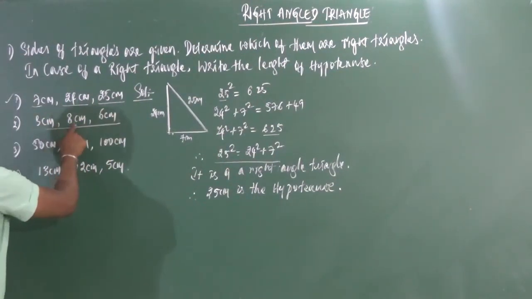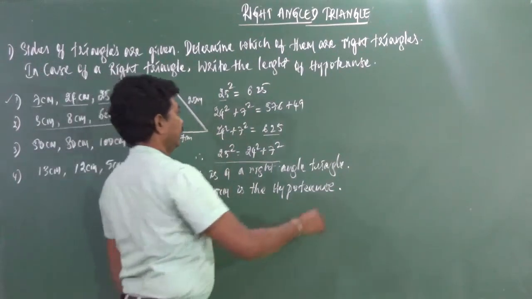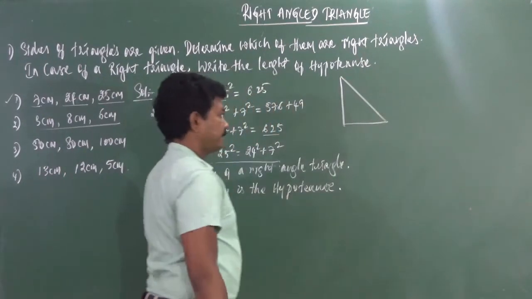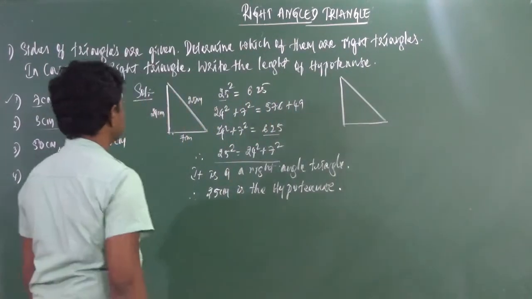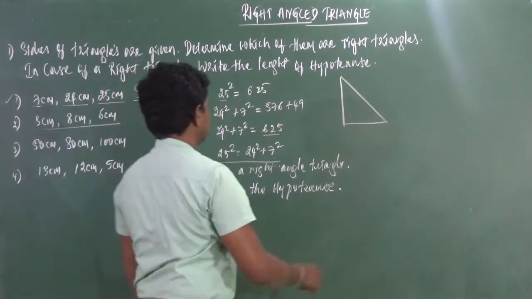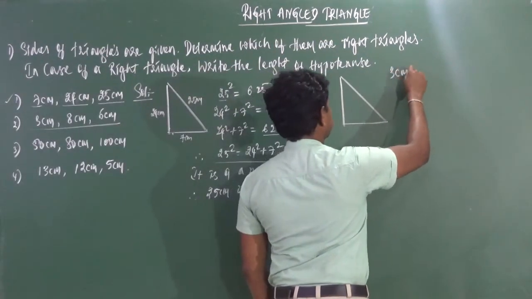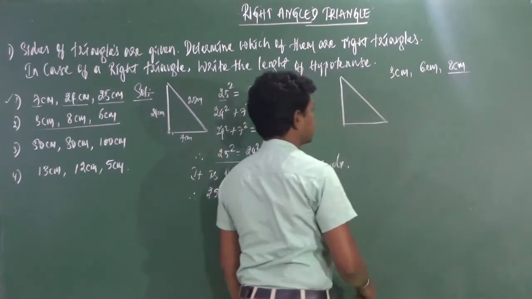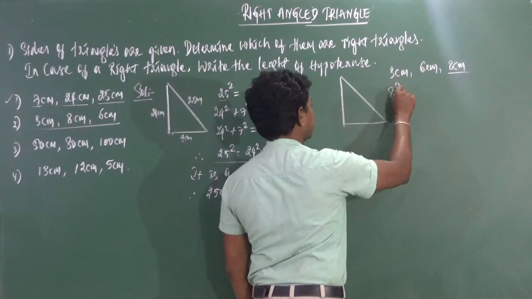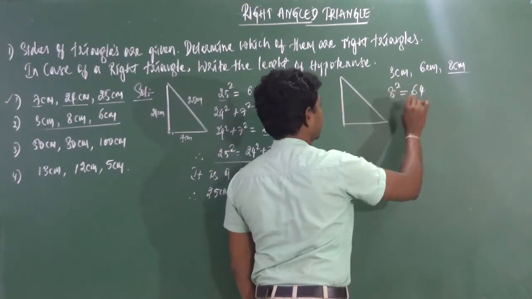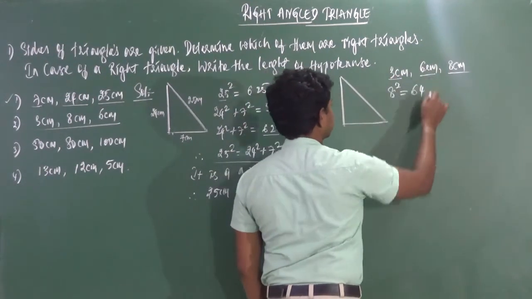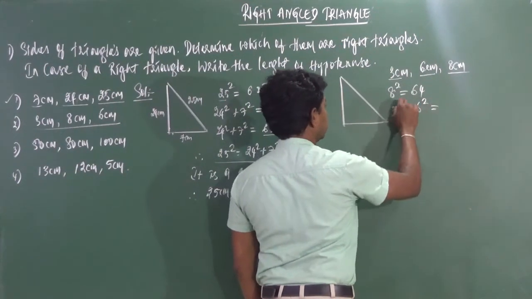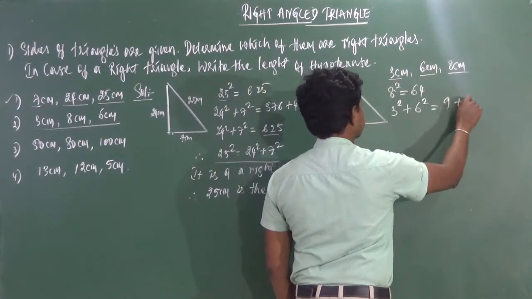3 centimeters, 8 centimeters, and 6 centimeters. Okay, we will take a triangle. I am not going to mention that as a right angle triangle. We still have to see that. So 3 centimeters, 6 centimeters and 8 centimeters are given. So take the biggest side, that is 8 centimeters, and take the square of that. 8 square is 64, just leave it. Take the sum of the squares of the other two sides, that is 3 square plus 6 square. That is 3 square is 9 plus 6 square is 36.